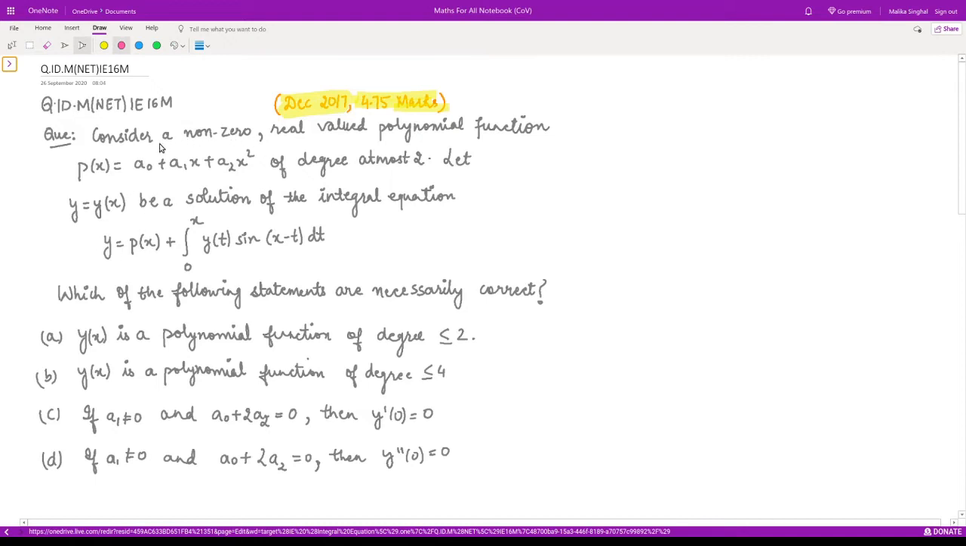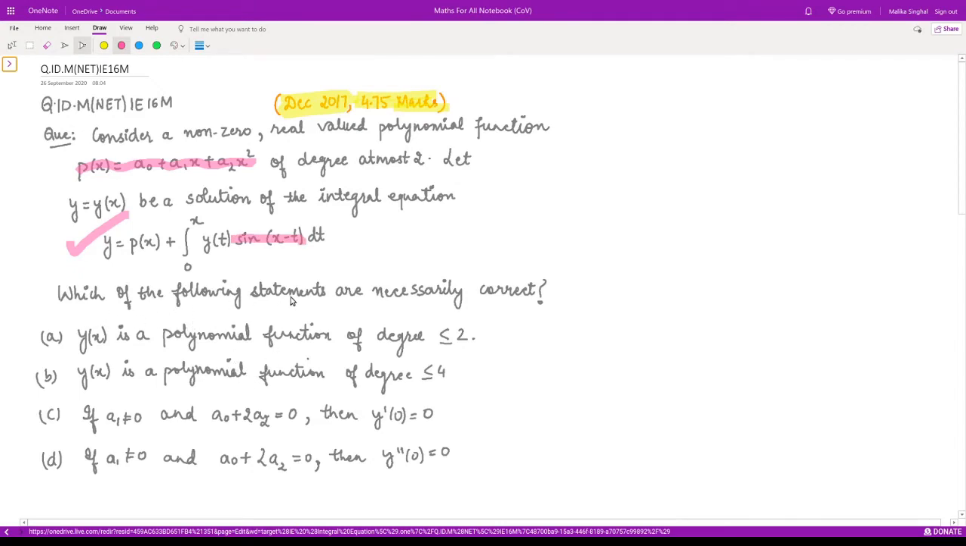The question is: consider a non-zero real valued polynomial function p of x equal to a0 plus a1x plus a2x square, of degree at most 2. That means we have the maximum degree as 2. Let y equal to y of x be the solution of this integral equation. This is the Volterra equation of second kind, and here the kernel is sine of x minus t.